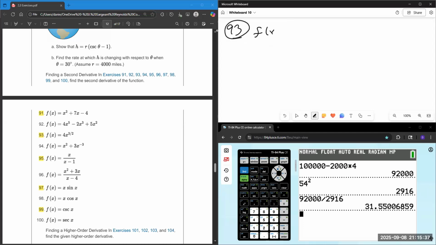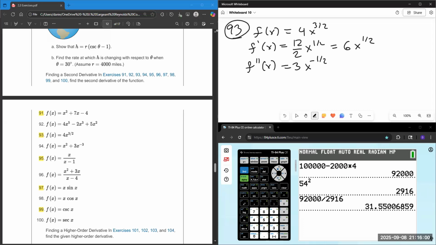F of x is 4x to the 3 halves. So f prime of x is 12 halves x to the 1/2, or 6x to the 1/2. Second derivative, half of 6 is 3, x to the negative 1/2, or 3 over root x. 95.